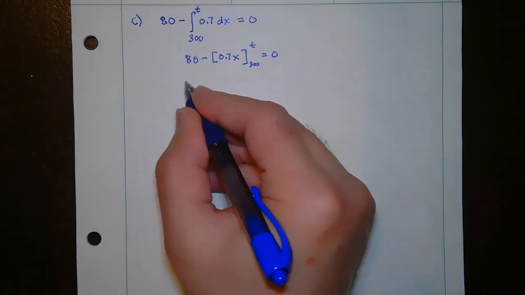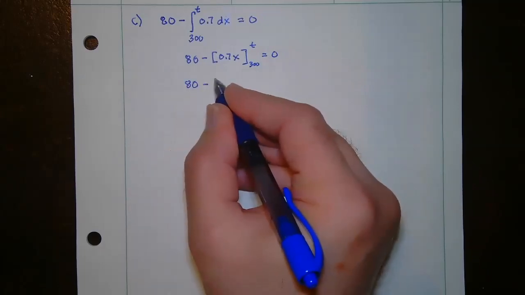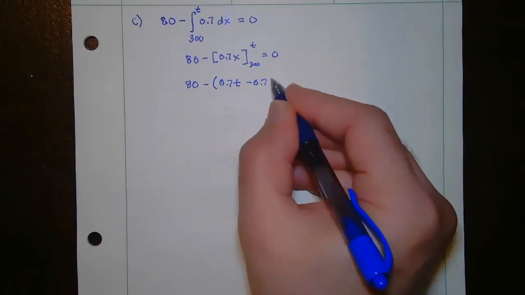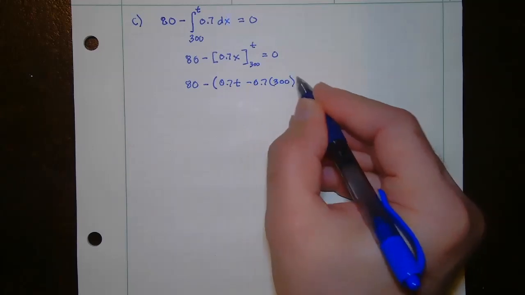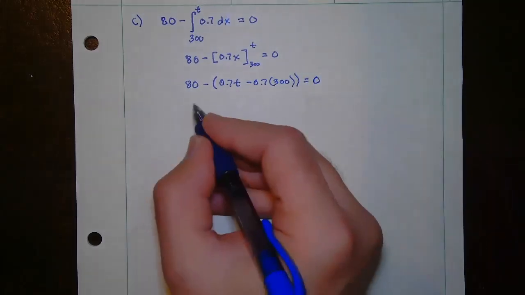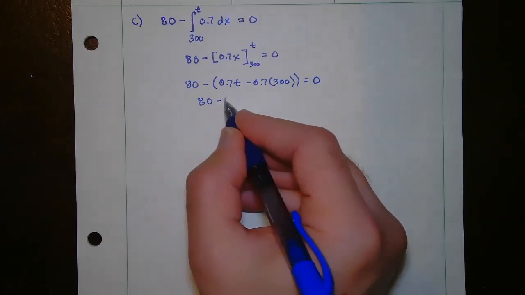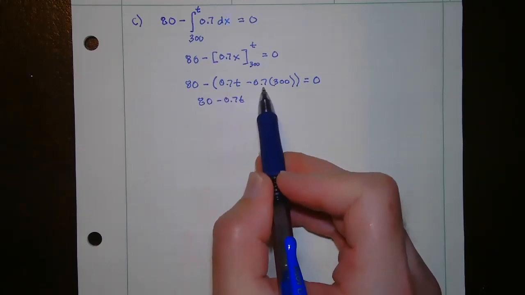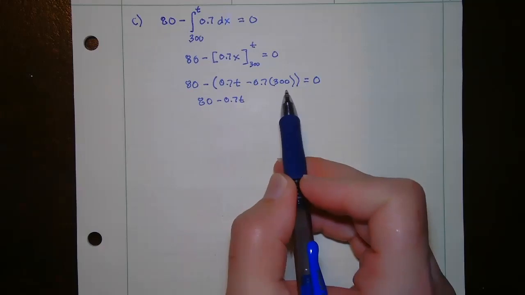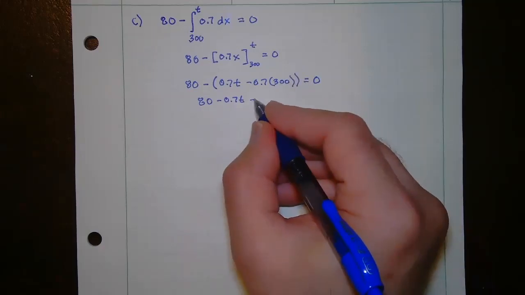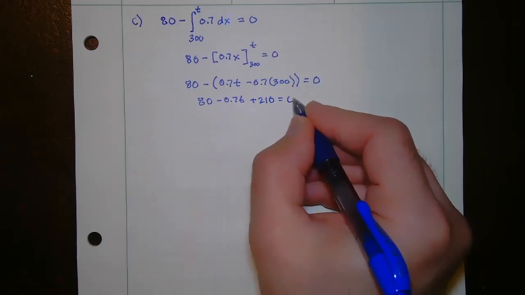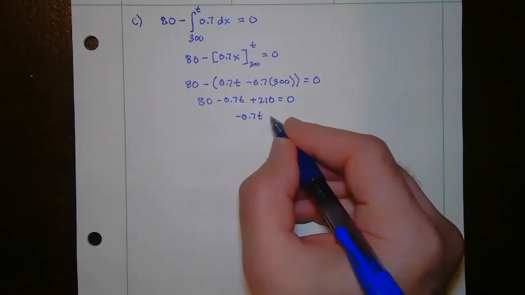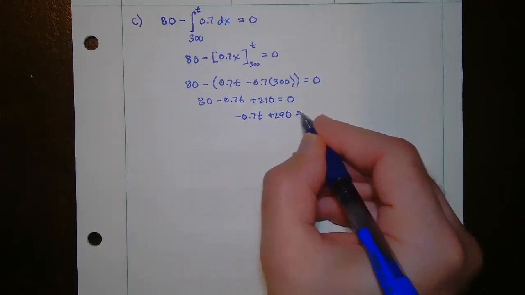and we want to know when that's going to equal 0. So this would be 80 minus 0.7t minus 0.7 times 300. We want to know when that equals 0, okay? So this would be 80 minus 0.7t, and then this would actually be adding 0.7 times 300, right? And that'd be 210. So plus 210 equals 0. So this would be 290. So we have negative 0.7t plus 290 is equal to 0.